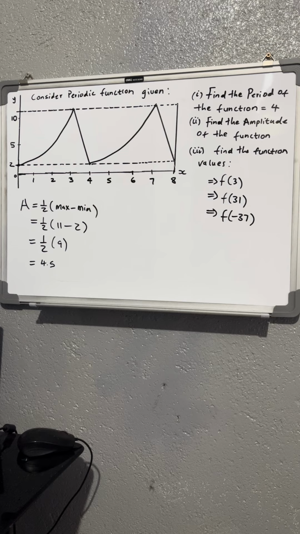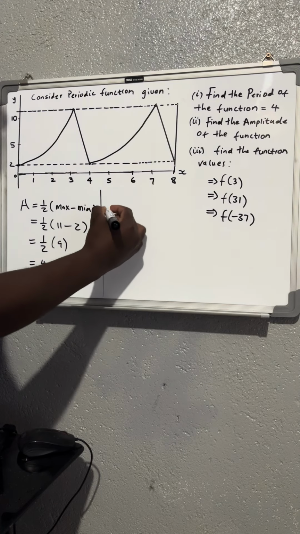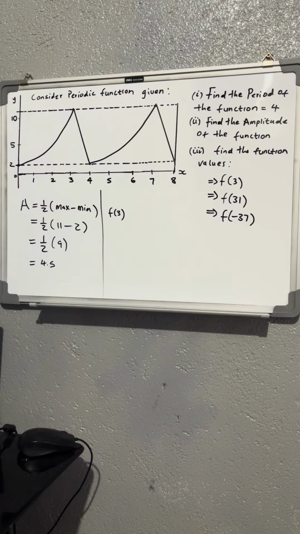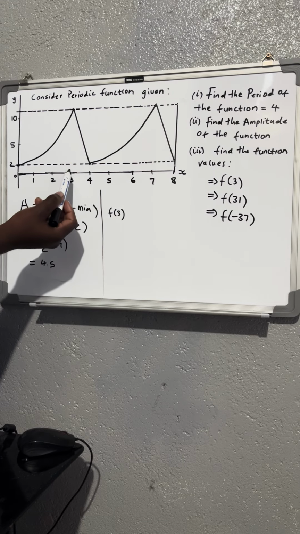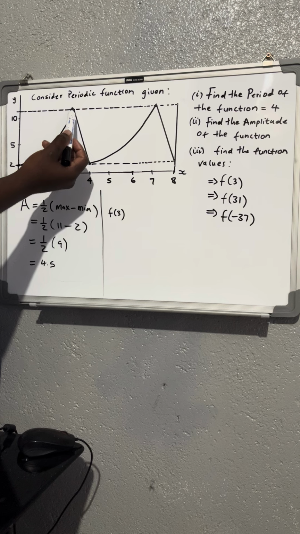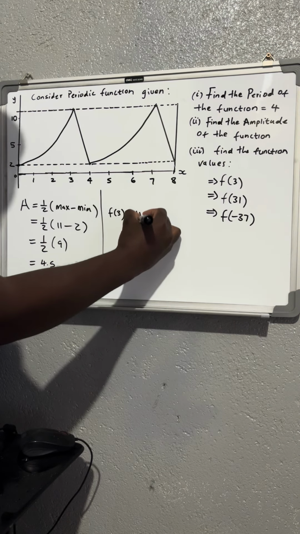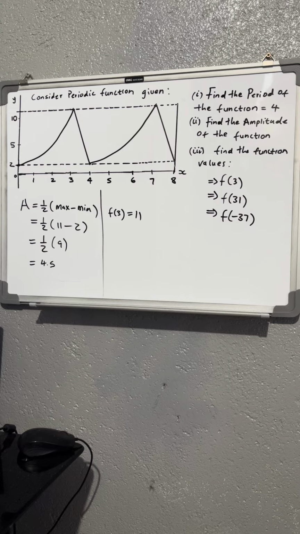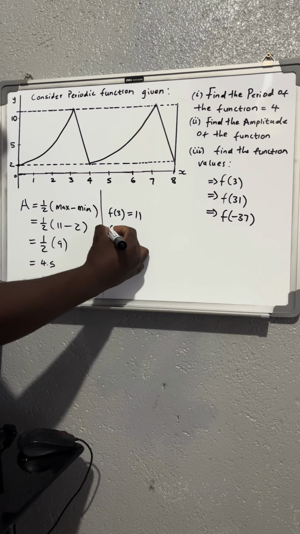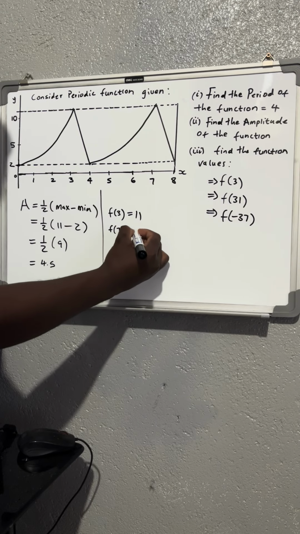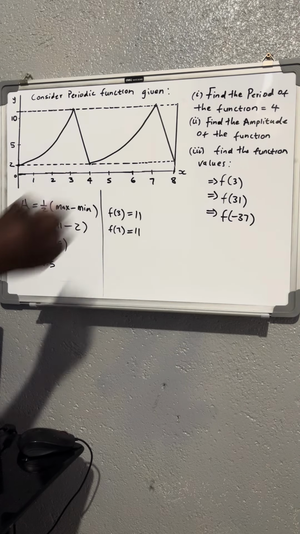We move to the third one, which says we must find f of 3. How are we going to determine f of 3? We can just use a ruler to read up, and if you go up you would see that you're getting 11. So this one would be 11, which was easy to read. Same when it comes to f of 7. If you were to find f of 7, you would still say it's 11, since it's clear to read.